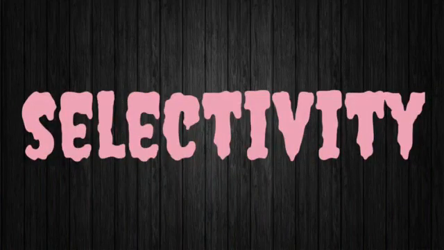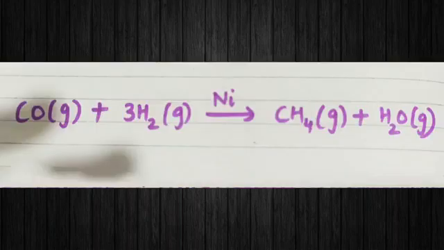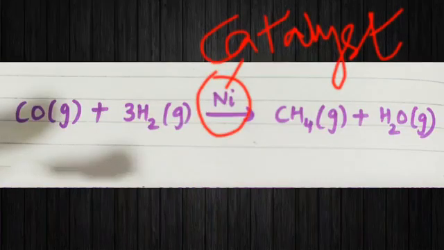Next one is selectivity. By selectivity of catalyst, we mean its ability to direct the reaction to form particular products excluding others. For example, in this reaction, nickel is catalyst. So a given substance can act as catalyst only in particular reaction, not for all the reactions.